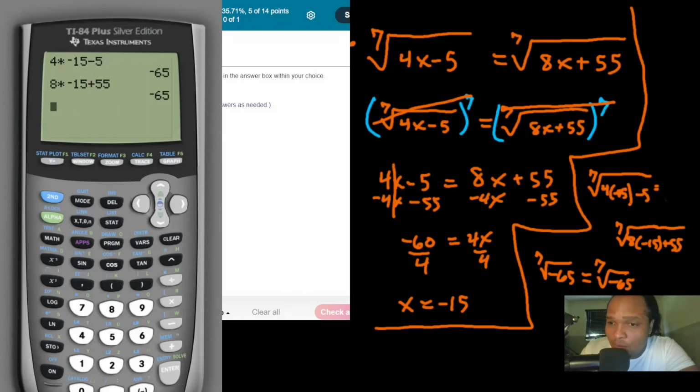Now, normally, whenever we have a square root, remember that we were saying that it's no solution and it's not possible to have a square root of negative 65. That's because the index, the root, was even. Whenever you have an even root, 2nd root, 4th root, 6th root, when the index is even, you cannot have a negative inside. But the index here is 7, is odd, so that is allowed. So we're good. The left side equals the right side. So the answer is negative 15. So let's go ahead and put that answer in.